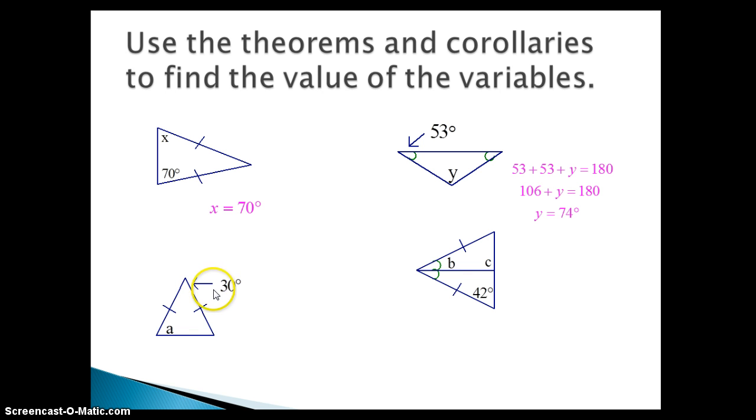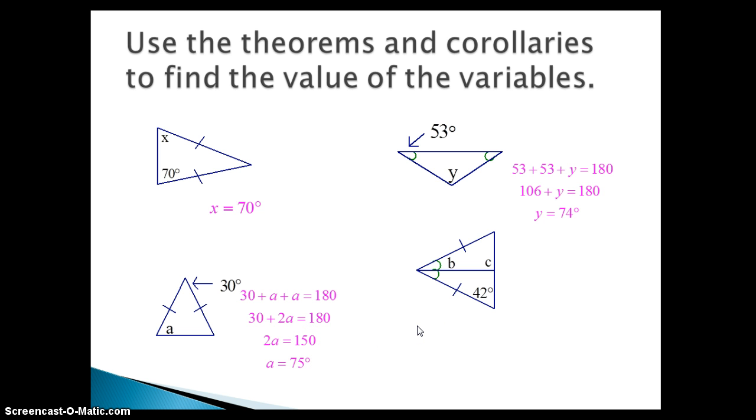Using our isosceles triangle, this is our vertex angle, so A and this angle here are going to be the same, which means that 30 plus two equal base angles has to give me 180. So if we set this up as an equation and solve, A must be 75.